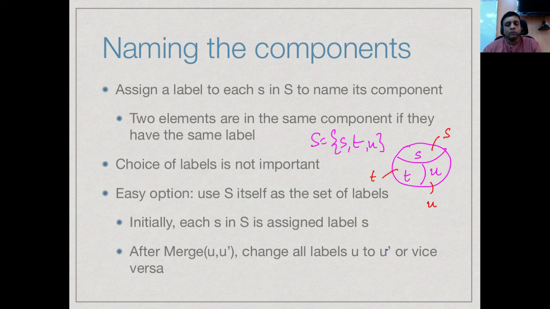Now what happens when we merge, for example, these two partitions? Then the label has to be the same. The element doesn't change, but we might take the label U and make it T. So now both element U and element T belong to the partition labeled T. So we just use as a set of labels the names of the elements themselves.